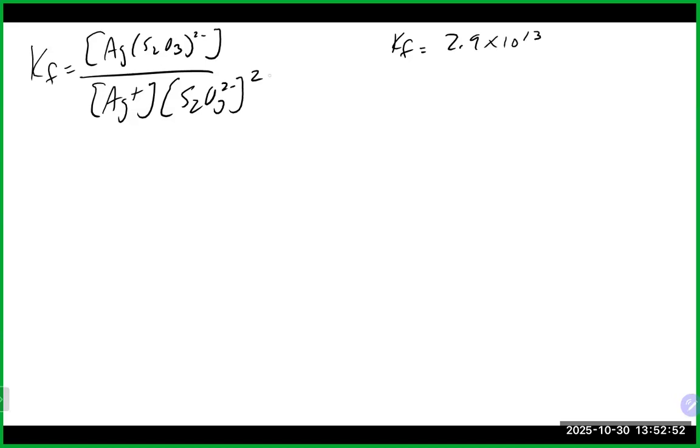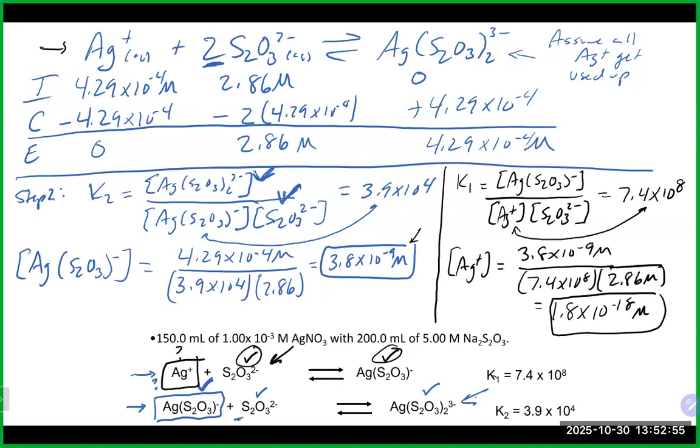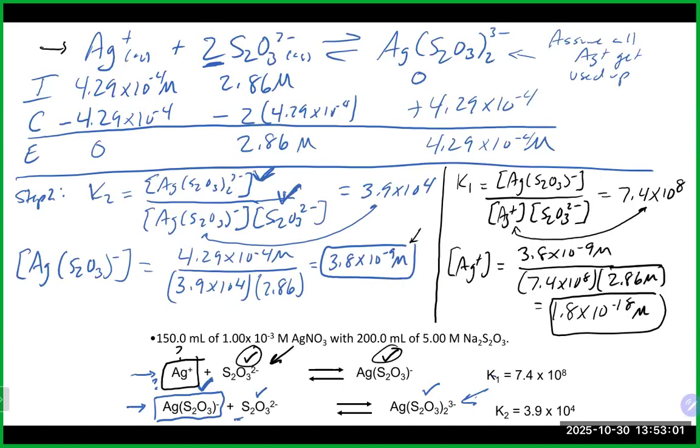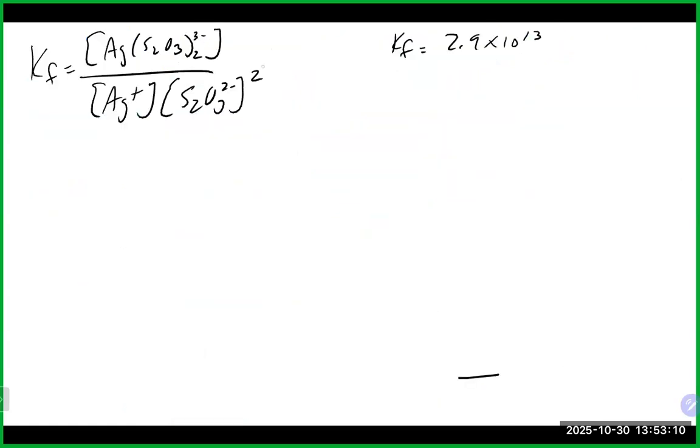And this guy would need to be squared there. I think that's a 3 and a 2. This guy here would need to be squared because now we're using the overall reaction. And in the overall reaction, we do have a coefficient of 2. So we do need to make sure we square this guy. And that would equal our 2.9 times 10 to the 13.